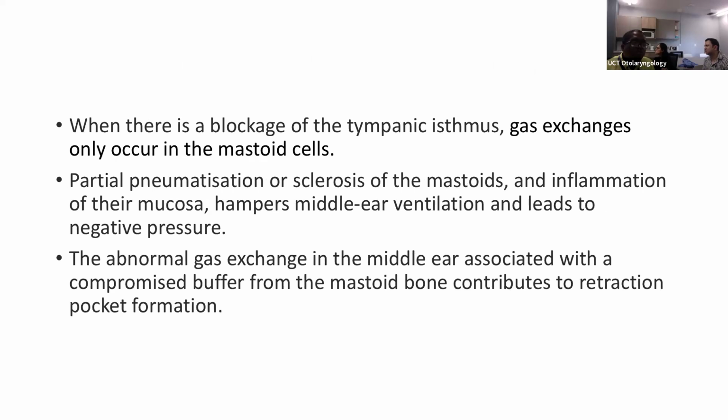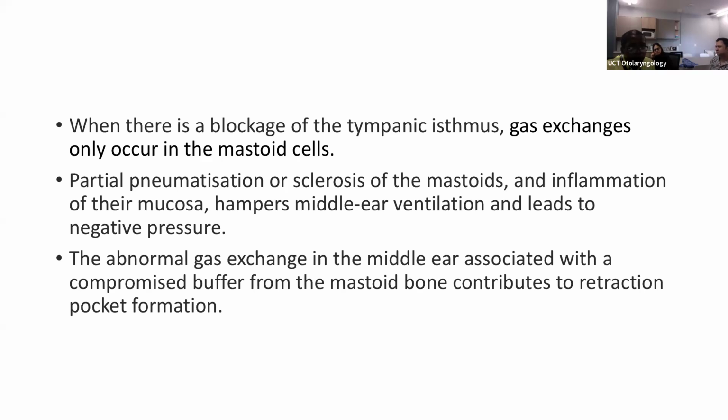Where there's a blockage of the tympanic isthmus, gas exchange only occurs in the mastoid cells. And it's been found that people with partial pneumatization or sclerosis of the mastoid and inflammation of the mucosa have hampered middle ear ventilation, and it leads to negative pressure. That abnormal gas exchange in the middle ear, associated with the compromised buffer from the mastoid bone, contributes to retraction pocket formation.